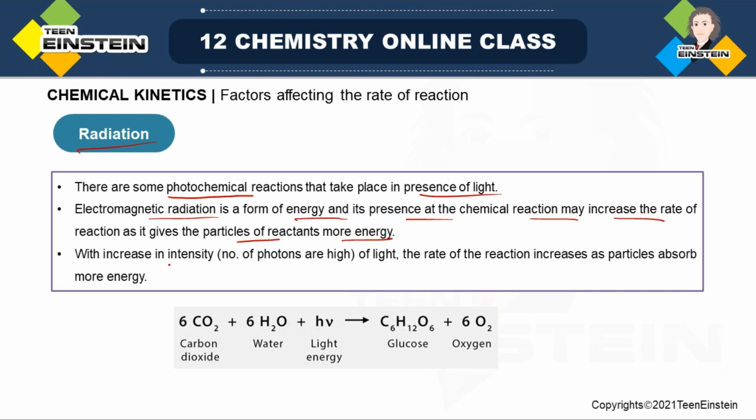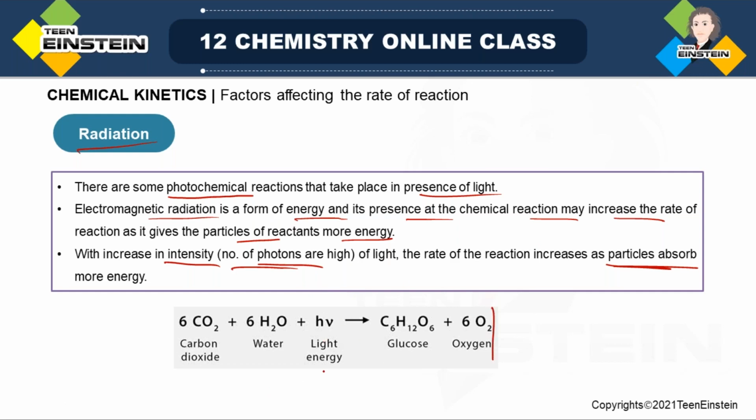Now how do we understand whether this energy is high or low? It depends on the increase in intensity, that means the number of photons. If it is very high for this electromagnetic radiation, the rate of the reaction will increase, because with a higher number of photons the particles of starting material absorb more energy. So particularly for a photochemical reaction, depending on the intensity of the radiation, the rate of the reaction may vary.